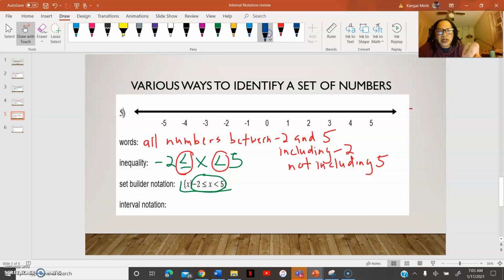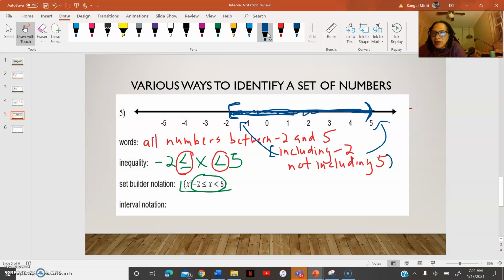So what does that picture look like on the graph? Well, we know we want all the numbers between -2 and 5. Since it says x is greater than or equal to -2, we want a square bracket here. And since 5 is not included, we're using a curly bracket there. That's how we show not including. This is how we show including, with a square bracket.